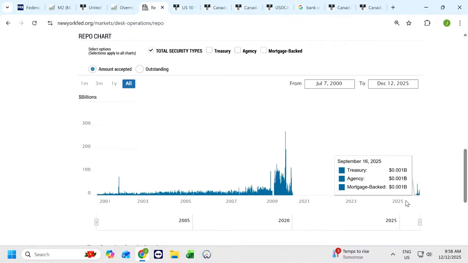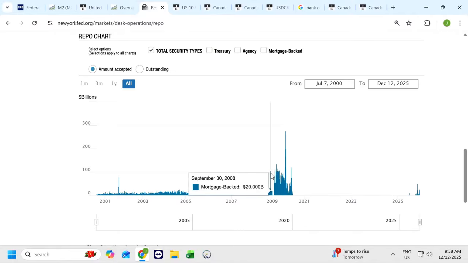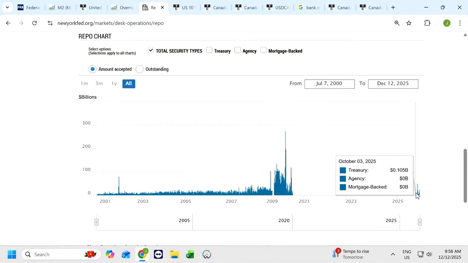So now we know where we're headed. When you look at the repo operations, they're headed towards those same levels, and I would say that $100 billion level is kind of like the stop loss, right? And it's kind of interesting that this happens at the end of the quarter. Why does that spike at the end of the quarter?